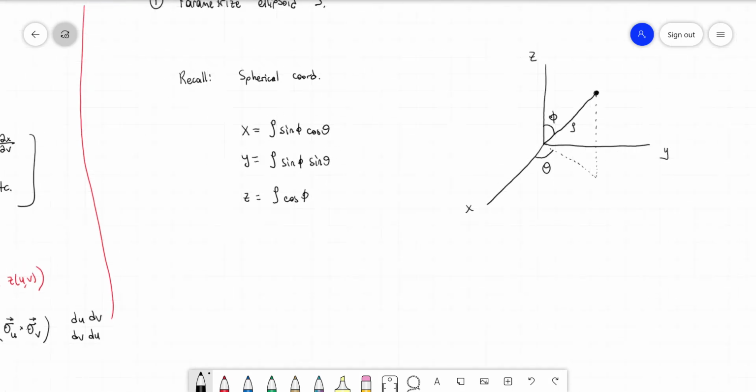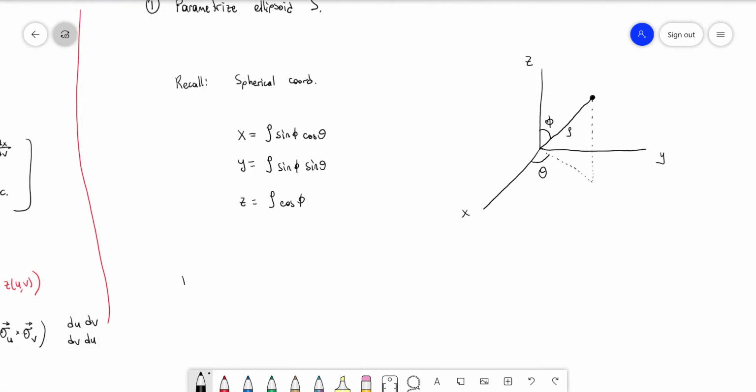So from these equations for spherical coordinates, if you want to parameterize a unit sphere, your rho, the distance from the origin of every point on the unit sphere, would be equal to 1. So if I simply plug in 1 for rho into these equations, this would give you a parameterization of the unit sphere.